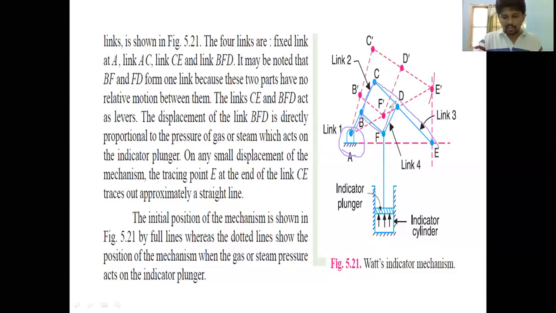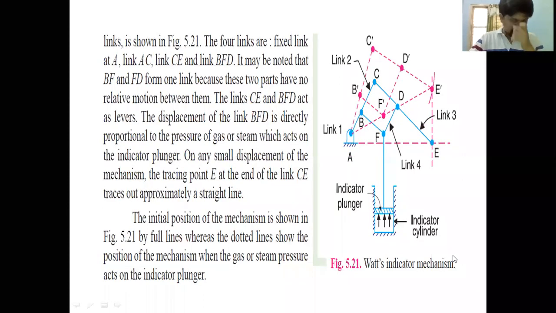How BFD can be one link is because BF and FD are considered as one form of a link, since they don't have relative motions between them. You cannot consider F as a link and BF and FD as separate ones, because BFD as a whole has one motion. BF and FD do not have separate relative motions. So BFD itself is considered as one link. So you have four links here.